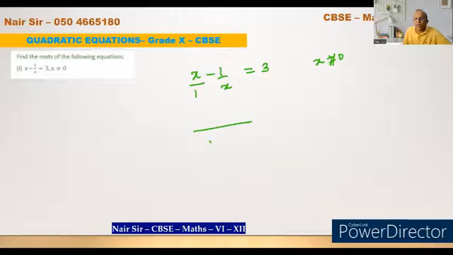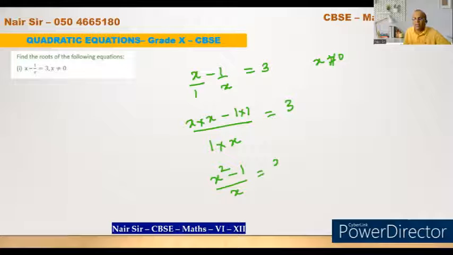Now 1 into x into x minus 1 into 1 is equal to 3. x into x is what? x square. Minus 1 into 1 is what? x is equal to 3. Transposing, can I take this from here to here? So what will this become? x square minus 1 is equal to 3x. I take this from the right hand side to the left hand side. So x square minus 3x minus 1 is equal to 0.